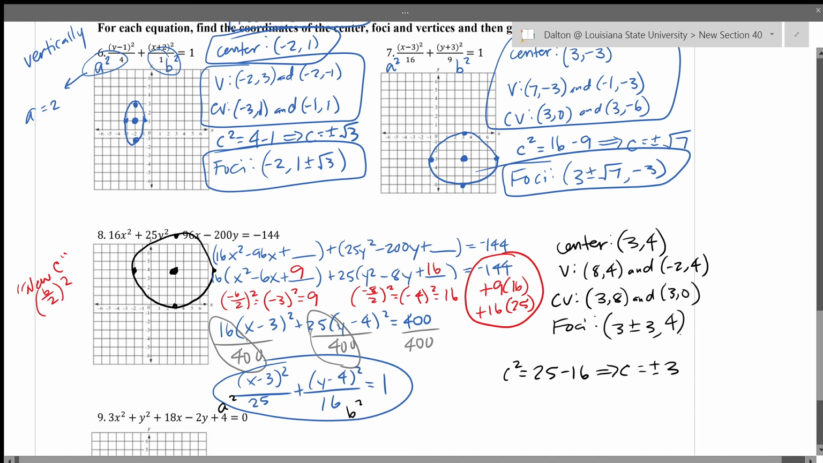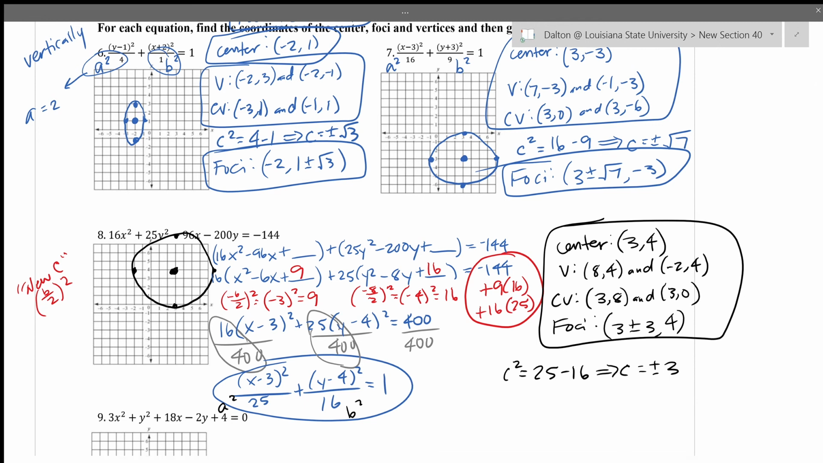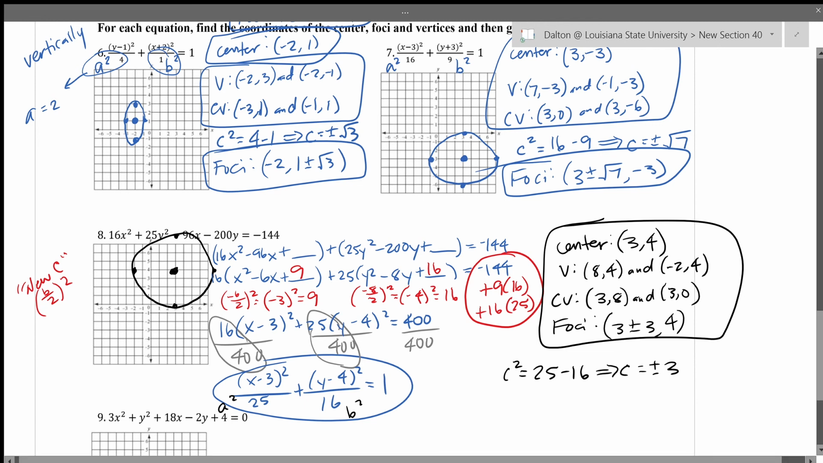And all of this is the additional information. And then see, these foci are nice. That's going to be 3 plus 3 is 6, comma 4. So these are actually on coordinates. They don't have any radicals. And then 3 minus 3 is 0, comma 4. So those are the foci for those.